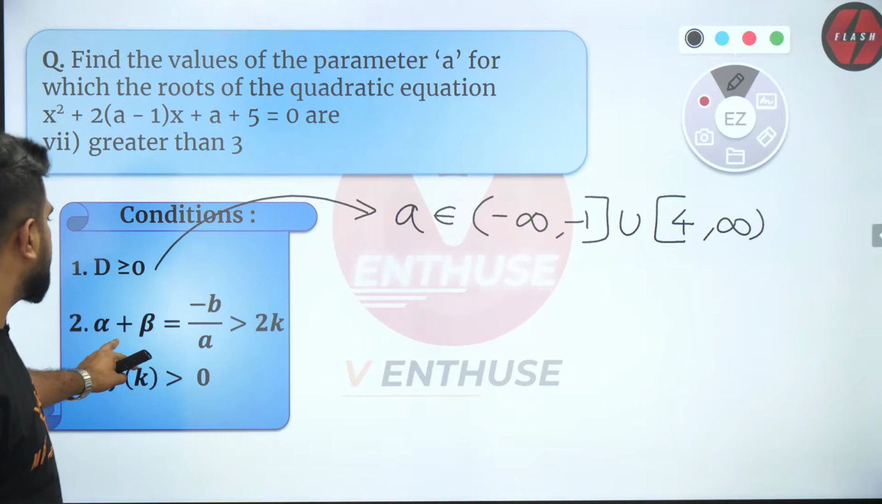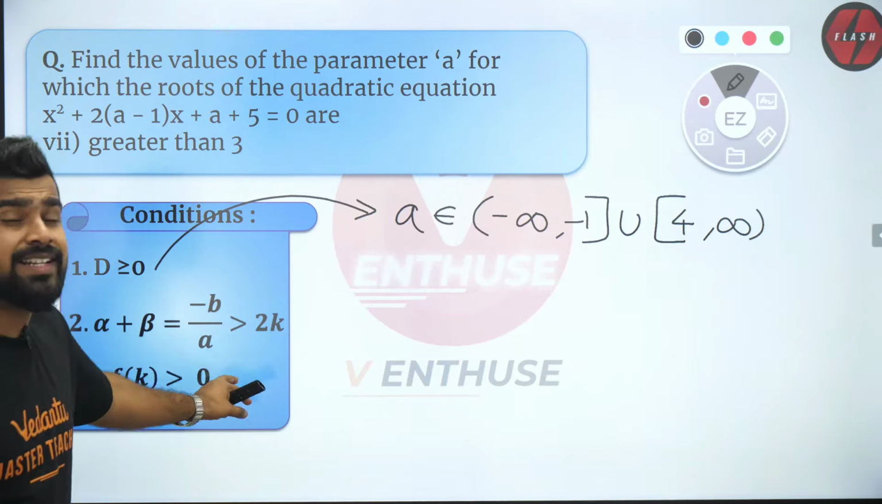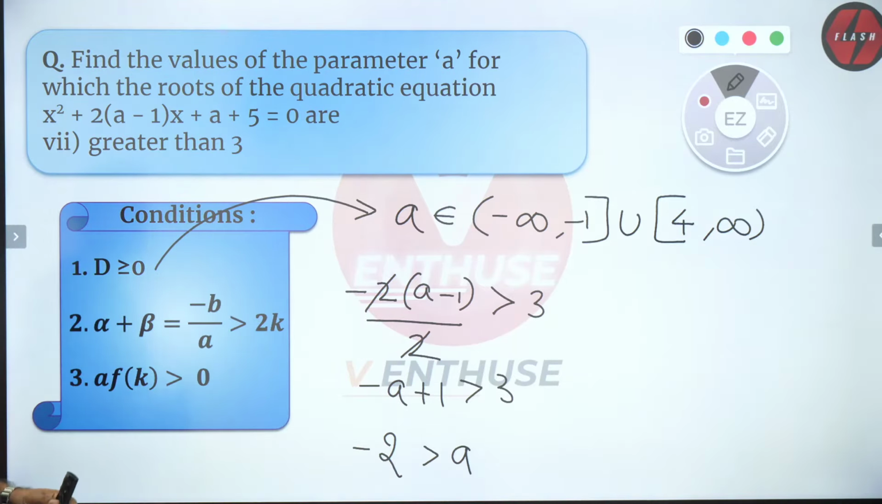Then the second condition is the vertex is greater than k. So what is the vertex? Minus of b divided by 2a is greater than 3, right? Yeah, 3. So that will be minus a plus 1 is greater than 3. So I can say that a is less than minus 2. Are you all clear with that?